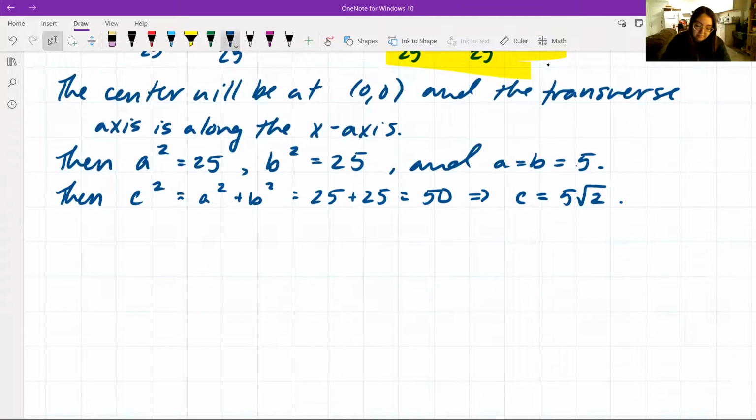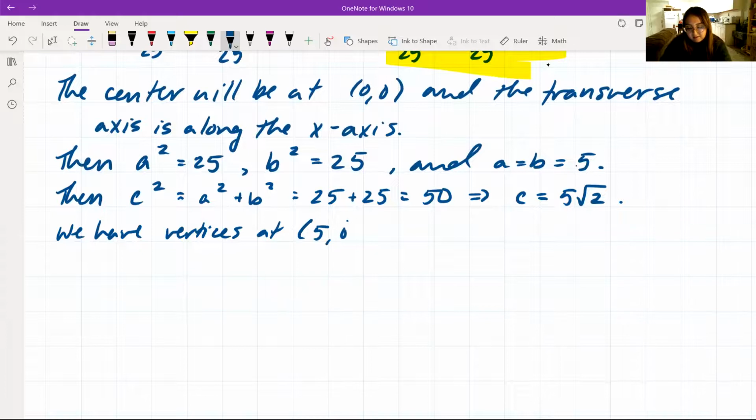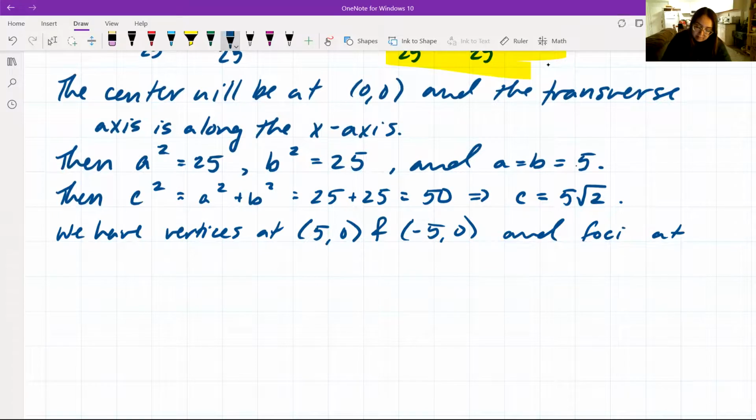Then we have vertices at (5, 0) and (-5, 0), and foci at (5 square root 2, 0) and (-5 square root 2, 0).